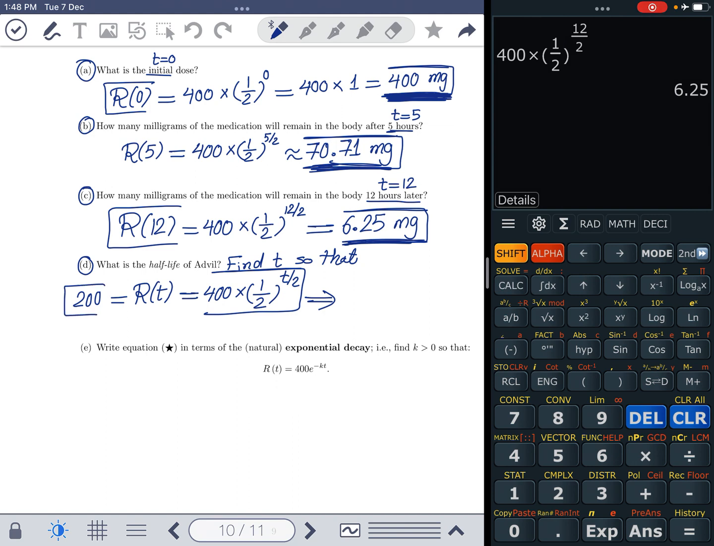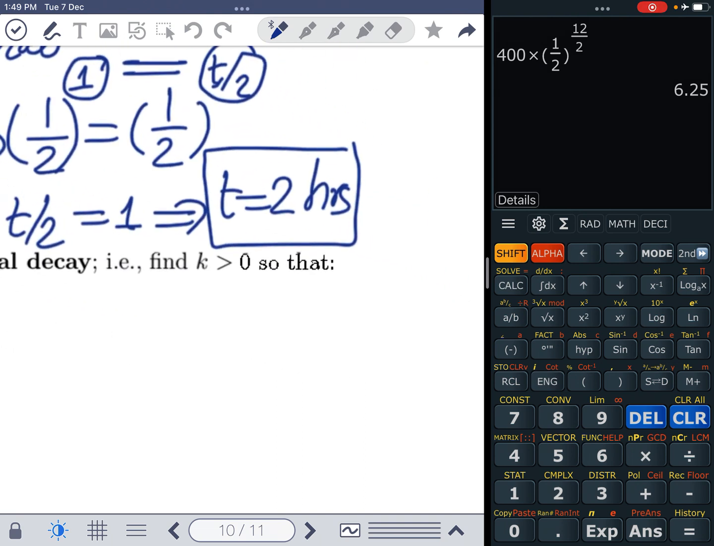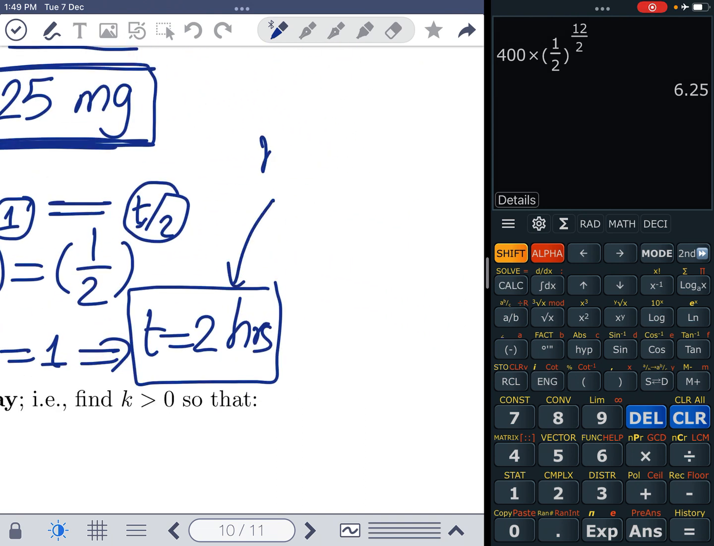And so all you have to do is solve this equation. If we divide both sides by 400, you'll get 1/2 equals 1/2 to the T over 2. Very nice. This is like 1/2 to the power 1. And so this means that T over 2 is 1, because half to a power equals half to another power, so the powers must be equal. It means that T equals 2, and T is measured in hours. So the half-life is 2 hours. This is the half-life.